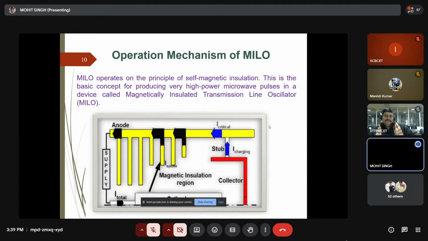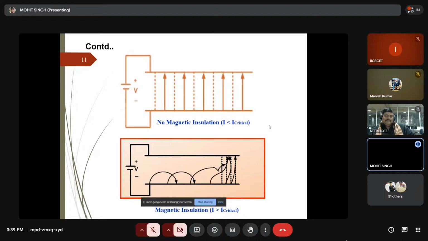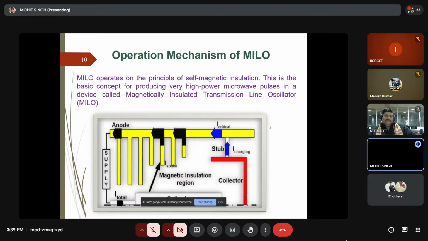Coming to the operation mechanism, how this MILO operates. I hope you people are getting the things. So I am continuing this operation, how it operates. Just in the previous slides also I discussed, but here I will discuss a little bit with the help of other figures. See here, the main basic is that we have to create a high potential difference.